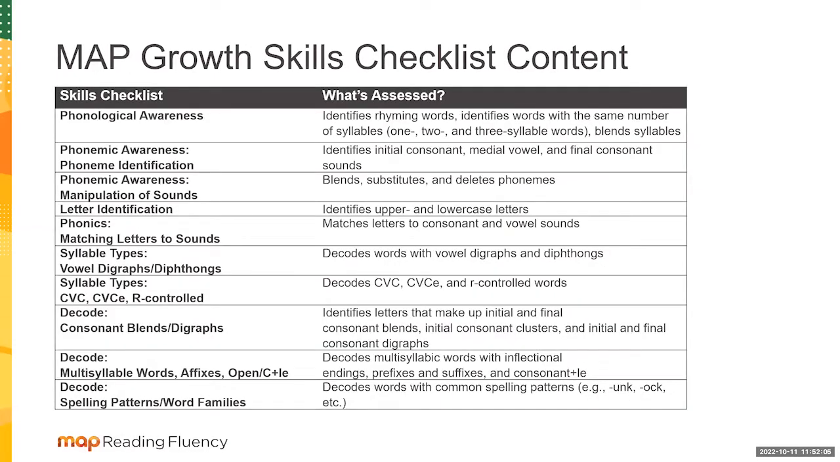One thing I like to highlight, because I don't know that everybody knows that it exists, is that within MAP Growth there is a MAP Growth skills checklist. I'm talking specifically to you K-2 people. This is for the foundational skills. It's not adaptive. It's assigned to a student. They do 20 questions, and it gives you a percentage. They identified 70% as the benchmark. But it's good for monitoring progress on some of those foundational skills.